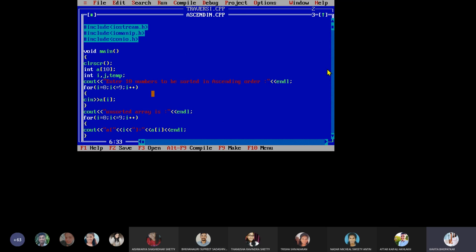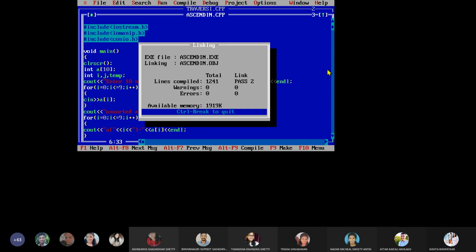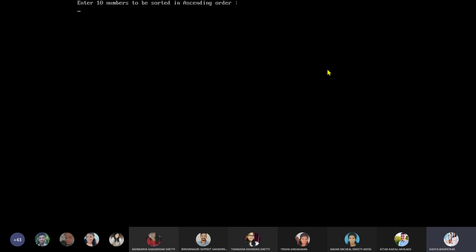हाँ, so ये ascending program है, ठीक है? Arrange the sort the numbers in ascending order, bubble sort method से। तो जैसे मान लो अगर मैंने ये प्रोग्राम रन किया, ठीक है, तो यहाँ पे आया enter 10 numbers to be sorted in ascending order. Is everybody able to see that?